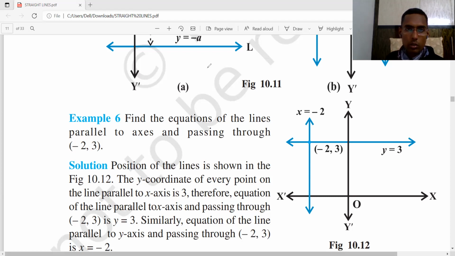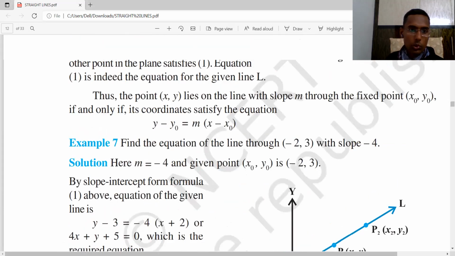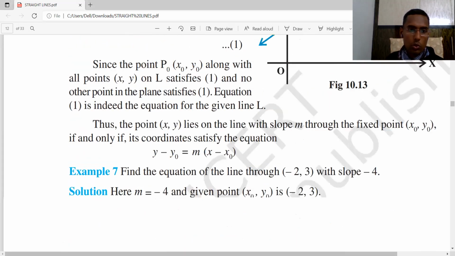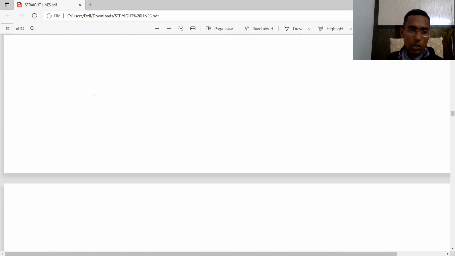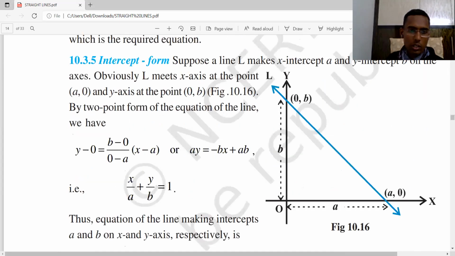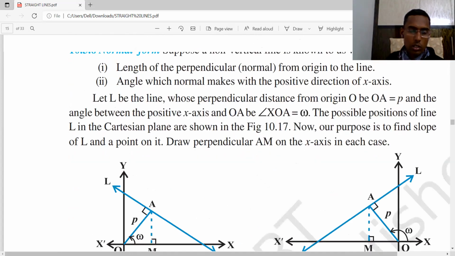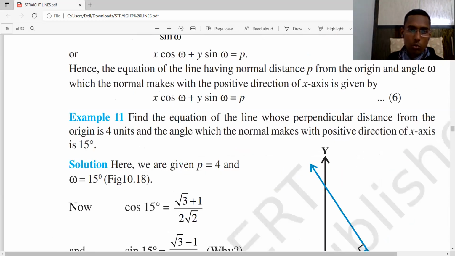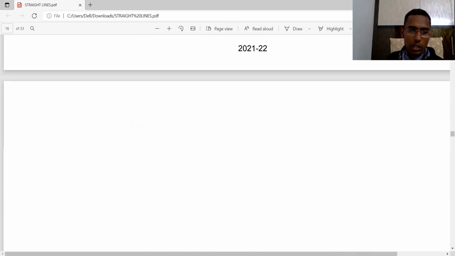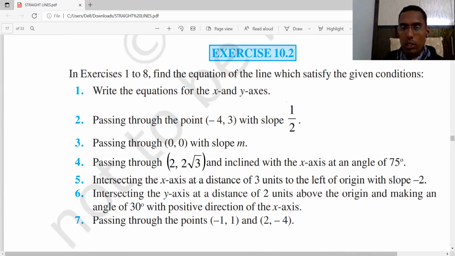Okay, so what we discussed: horizontal lines, the point-slope form, then the two-point form, the slope-intercept form, and then the intercept form. And this normal form is there. Normal form looks a little difficult, but anyway, we'll see the normal form. We'll discuss the alternate method and the exercise next. So today we'll discuss only the normal form.